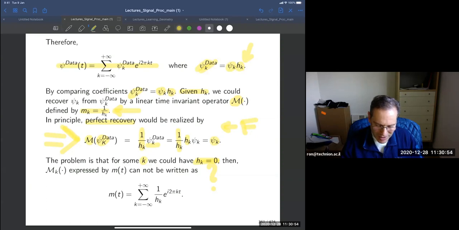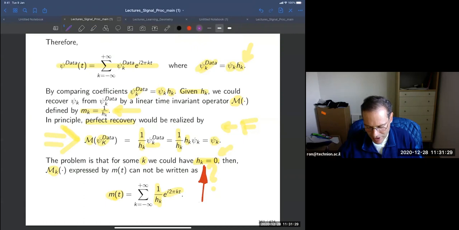Then the question is, what would happen in those cases? But if, for example, there is no k for which h(k) is equal to 0, then we could have the filter that we would like to apply, and representing it in the Fourier domain would be nothing but 1/h(k) times the corresponding Fourier function, okay? So this is how we approach the problem. If everything is nice, if there are no pathologies where my h is equal to 0, then we can get a perfect reconstruction of the signal.